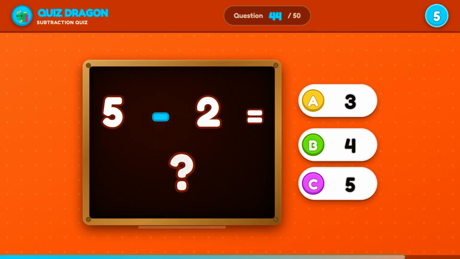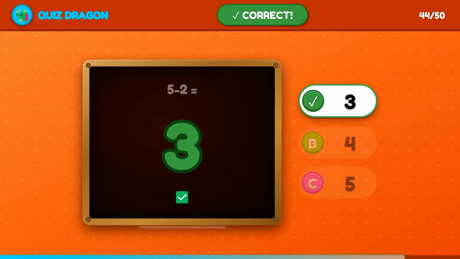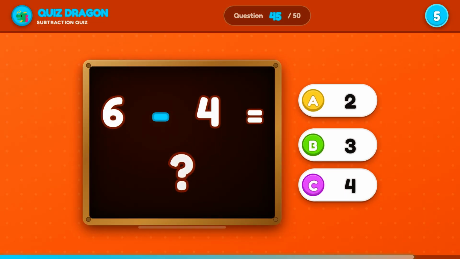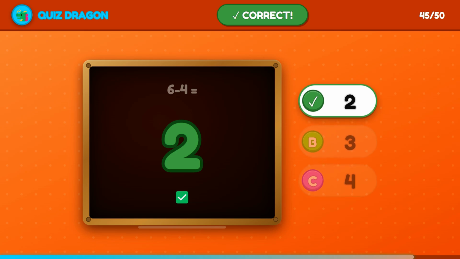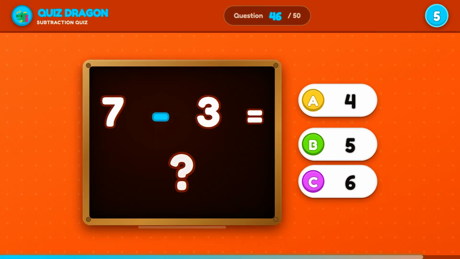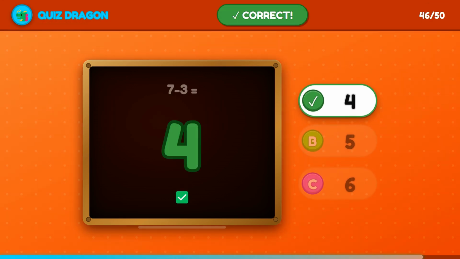Question 44. What is 5 minus 2? The correct answer is A, 3. Question 45. What is 6 minus 4? The correct answer is A, 2. Question 46. What is 7 minus 3? The correct answer is A, 4.